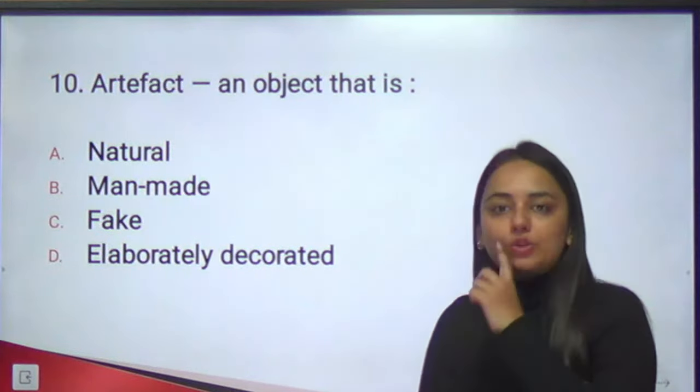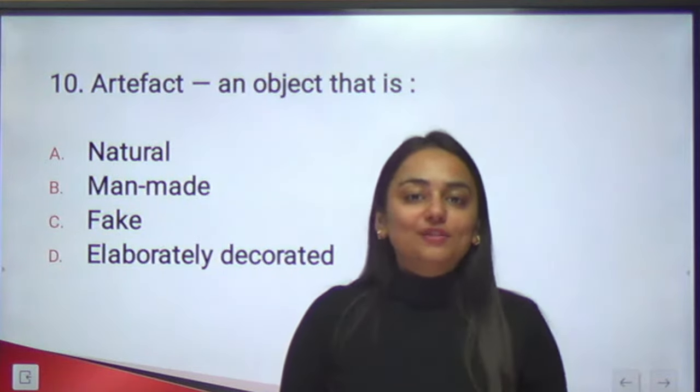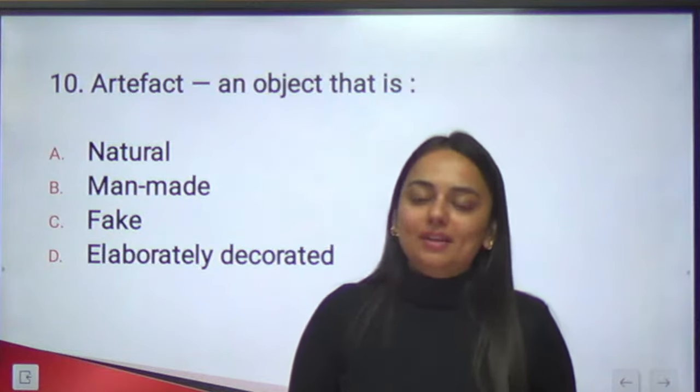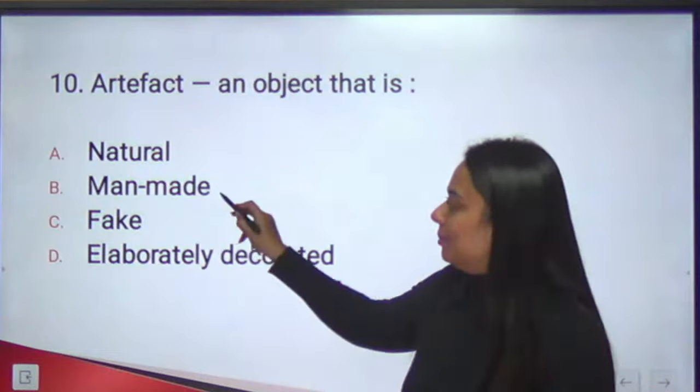So artifact को आप कैसे याद रख सकते हो? By the association method. Something that is artificial. And something that is artificial is man-made. Something that is not natural. So the answer should be man-made.